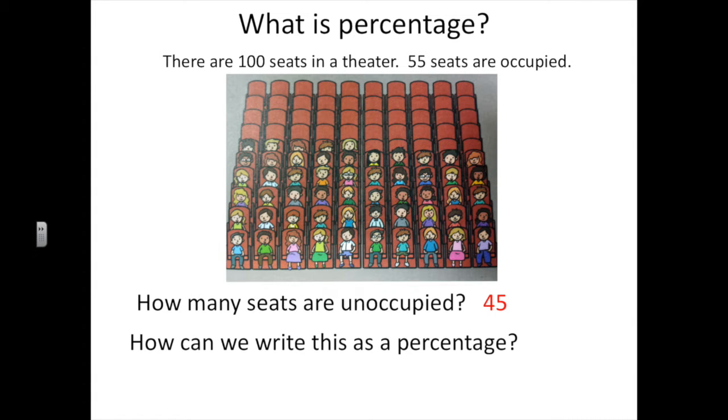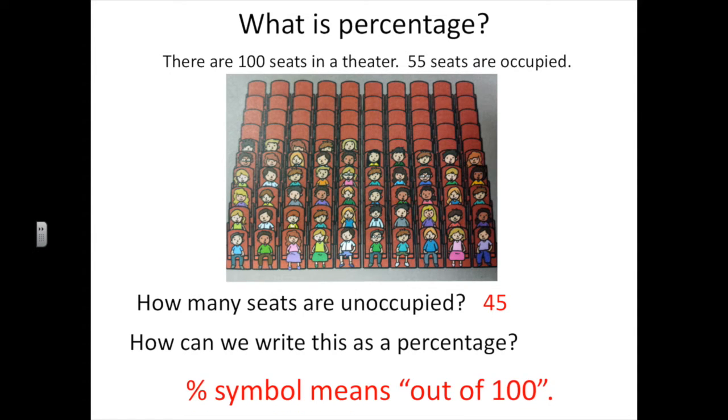Next, let's ask, how can we write this as a percentage? If I wanted you to express the number of unoccupied seats as a percentage, how would we write that? Well, before we can get started, you need to know that the percentage symbol means out of 100. So if I wanted to express 45 unoccupied seats as a percentage of all the seats in the theater, I'm simply going to write 45%, because the percentage symbol means out of 100, and we know that there's 100 seats. So this literally means 45 out of 100.